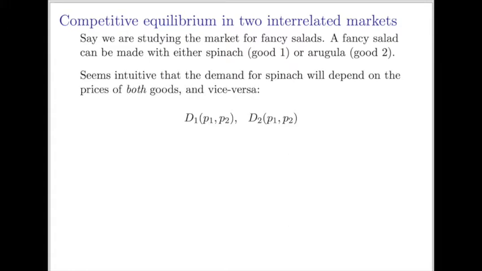It seems intuitive to me that the demand for spinach would depend on the price of both goods, right? So if arugula got cheaper, you might substitute away from spinach, and vice versa. So the demand for good one, which is spinach, depends on the price of good one, the price of spinach, as well as the price of arugula. Similarly, the demand for arugula is going to depend on both prices as well. So that's what we indicate here. This is the demand for spinach, and it depends on the price of spinach and the price of arugula. Similarly, the demand for arugula depends on both prices.